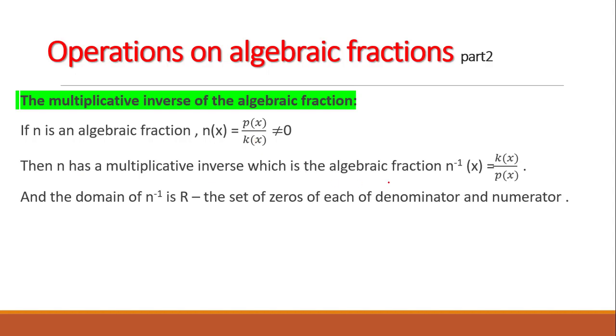What is the multiplicative inverse? We denote it by n to the power negative 1 of x, and I'll take the reciprocal of this function. It will be k of x over p of x. Just flip. So this is n power negative 1 of x. The domain of n power negative 1 of x will be R minus the set of zeros of both the denominator and numerator. Okay, don't forget.